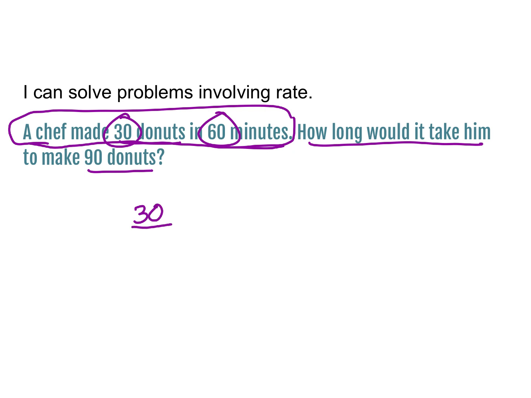Now this time I'm going to make my ratio look like a fraction because it's a lot easier to set up a proportion that way. So I have 30 to 60. Now I could simplify that. We'll just leave it for now.